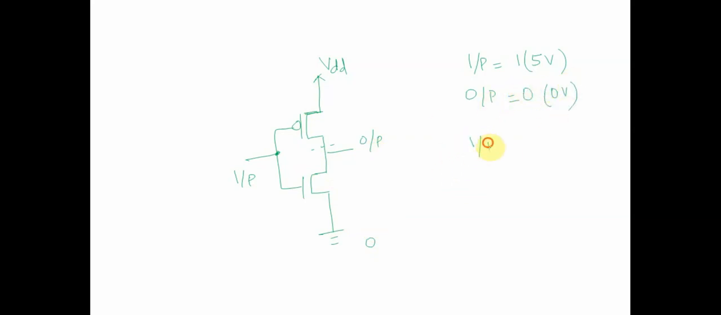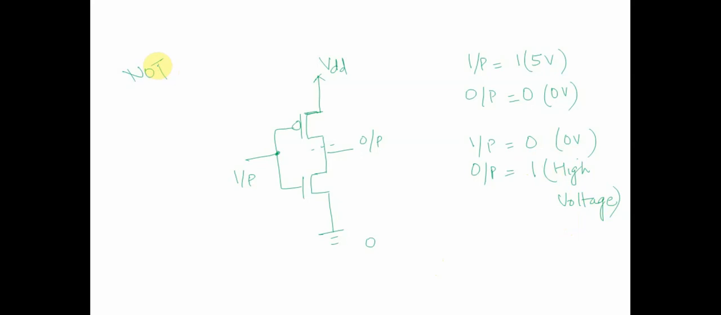What happens when my input is grounded, let's say logic level 0, which is 0 volts? In this case, my PMOS will act like a short circuit and my NMOS will act like an open circuit. If PMOS acts like a short circuit, my output voltage would be high. This will be logic level 1, which is a high voltage. So this is the normal operation of a NOT gate using CMOS technology.